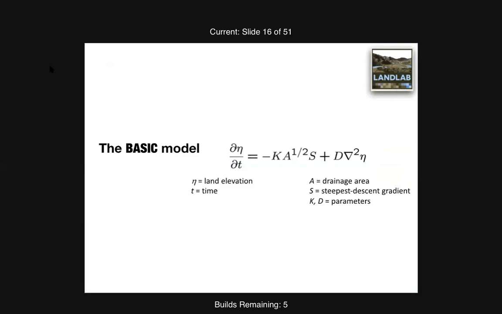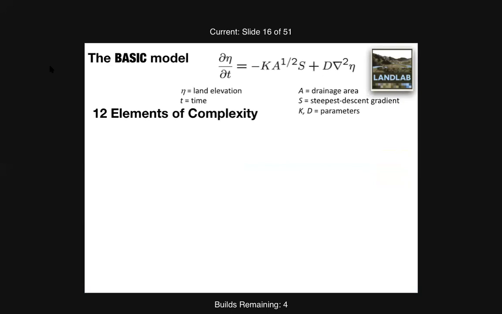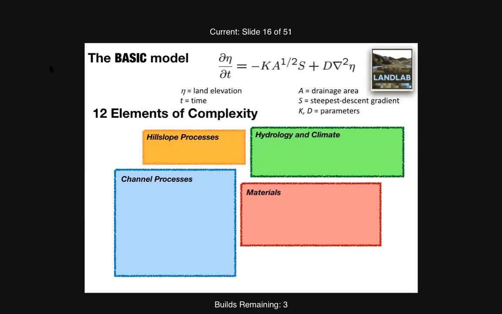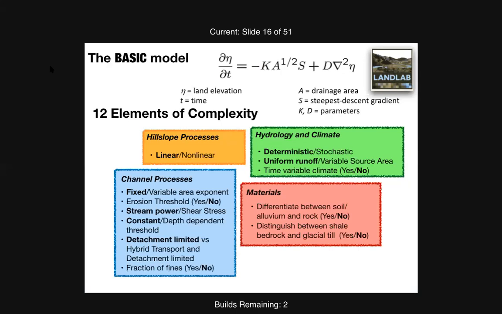So we identified 12 additional elements of complexity that we thought might be important in better capturing our study site. And these 12 elements of complexity fall into four main categories: hillslope processes, channel processes, hydrology and climate, and materials. I now show all of these 12 options. The default options, those used by the basic model, are shown in bold. For example, one change we could make is to say, well, instead of using a linear rule for hillslope sediment flux, we'll use a non-linear rule. Based on the steep planar hillslopes that we saw in the prior slide, you might expect that a non-linear rule would really help.